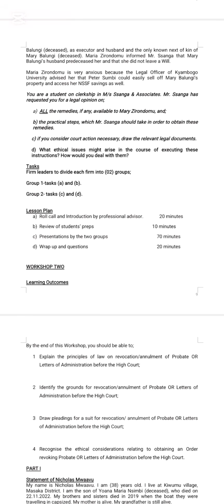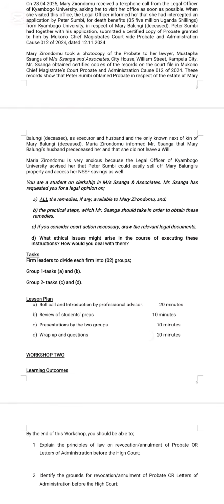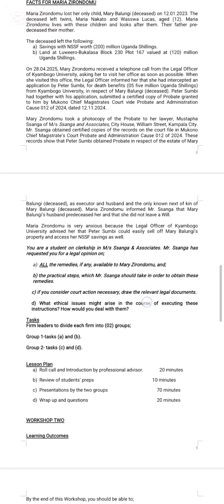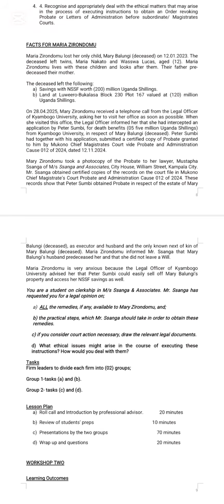So basically, those are the facts we have here. We are looking at how, basically, do you revoke letters of administration given by the Chief Magistrate's Court, because we can see these letters were given by the Chief Magistrate's Court. So here the first question we have to ask is: what ground do we have?